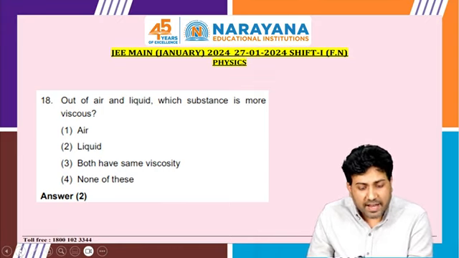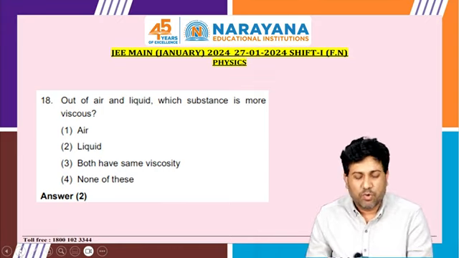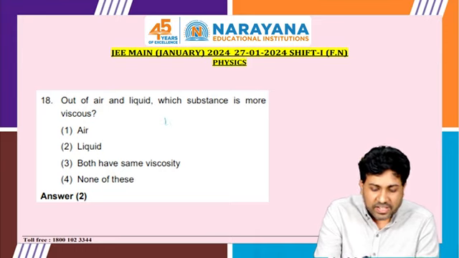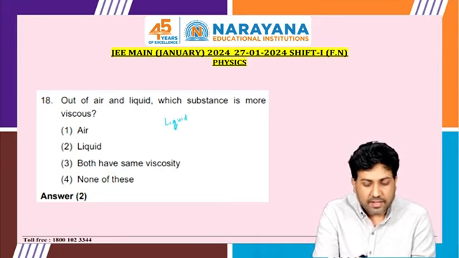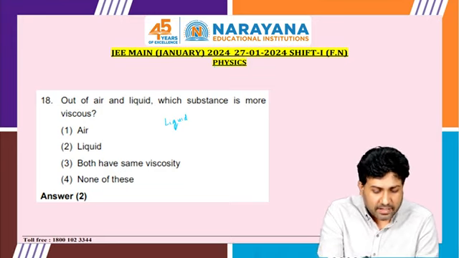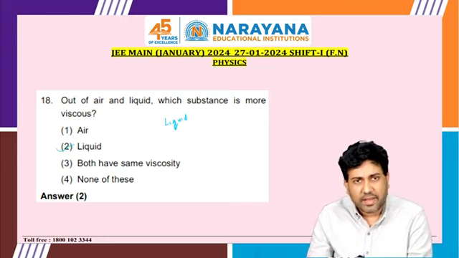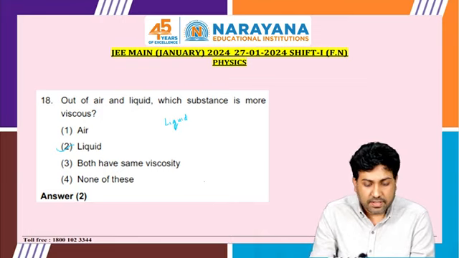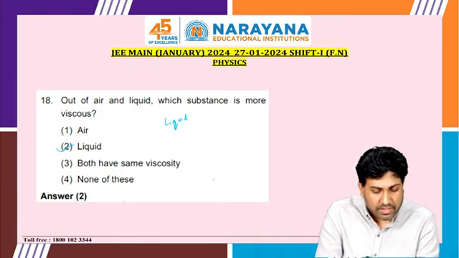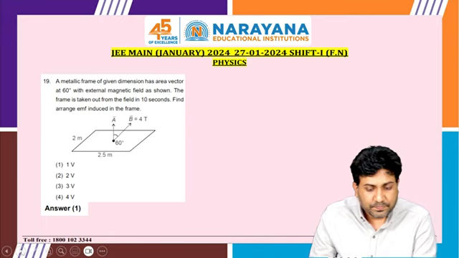Out of air and liquid, which substance is more viscous? So liquid generally has more viscosity than air. There may be some exceptions, but in general liquid has more viscosity, liquid is more viscous than air. Okay, so the answer is 2. Let's move to the next question.